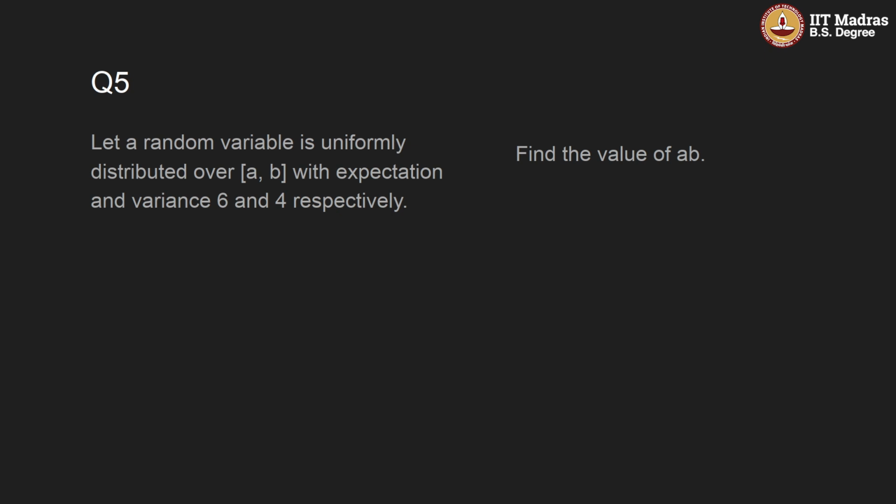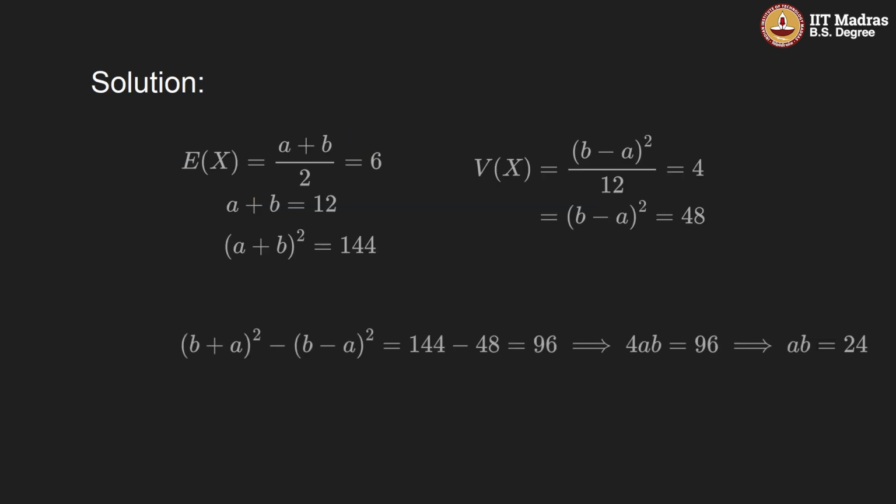Now question 5th. Let a random variable be uniformly distributed over a comma b with given expectation and variance. We have to find out the value of a, b. Now we know the formula of expectation of uniform distribution, which is given as a plus b by 2, and the variance is given as this. So a plus b, we will multiply by 2 here, so we will get a plus b equals 12.